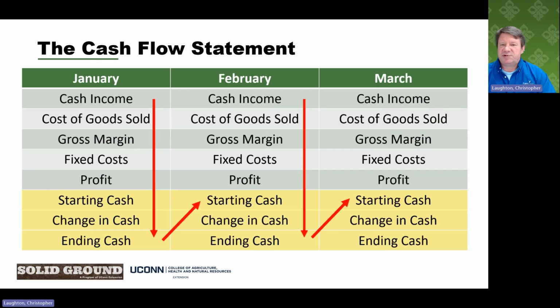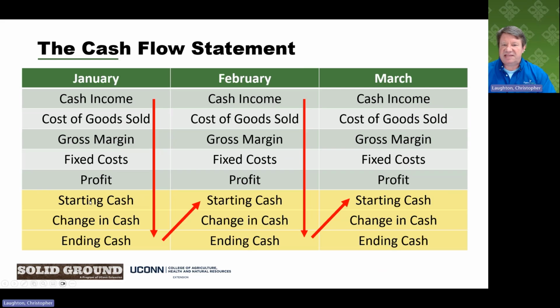So to do a cash flow statement, you can take your income statement, which you see here in green: cash income, cost of goods sold, gross margin, fixed costs. You would not include depreciation in this case because that's not a cash expense. You would include things like loan payments in full because that is a cash expense. The result is your profit in cash.